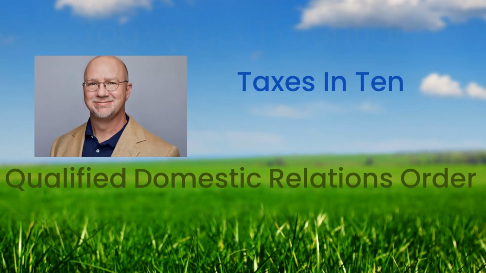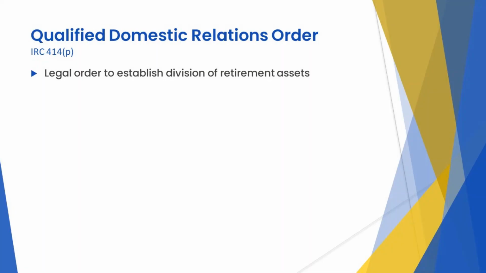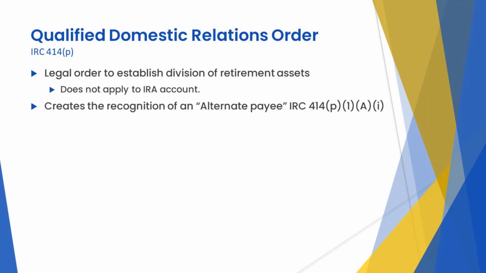This episode is on Qualified Domestic Relations Orders, also known as QDRO. A QDRO is a legal order typically issued by a court in the United States to establish the division of retirement benefits such as 401ks, pension plans, and similar accounts between spouses as part of a divorce settlement or legal separation. A QDRO is a judgment, decree, or order that creates or recognizes the existence of an alternate payee's right to receive all or a portion of the participant's benefits.